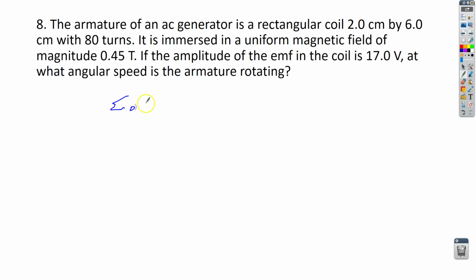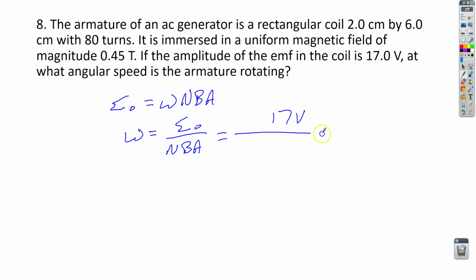So we're going to start with our induced EMF again as the angular frequency times the number of turns times magnetic field times the area. And so we know that the angular speed would be equal to the EMF over N times B times A. This is 17 volts again. We're going to divide that by 80. So 80 is the number of turns. Our magnetic field is 0.45 Teslas.